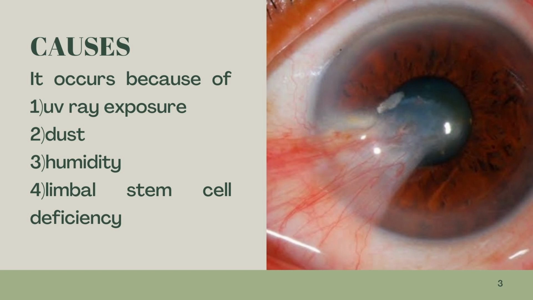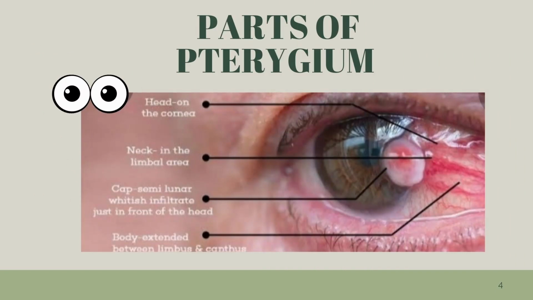Okay, next are the parts of pterygium. So a pterygium consists of a head, which is located on the cornea, you can see in the picture. Neck is located in the limbal area. Limbus, you know, it is the margin between the cornea and the sclera, so you can see the neck there. Then we have the cap, which is located in front of the head, whitish infiltrates in front of the head. Then the body is between the limbus and the canthus, that is, on the sclera. You can see the body of the pterygium.